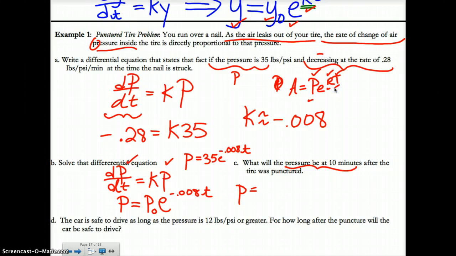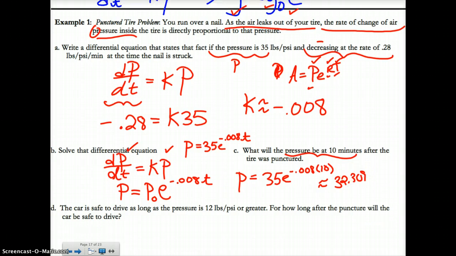So it's really similar. So my pressure after 10 seconds, 10 minutes, whatever, is going to be 35 e to the negative 0.008 t. And if you go do that on your calculator, you'll get about 32.309 pounds per square inch. All right? And it says that the car is safe to drive.